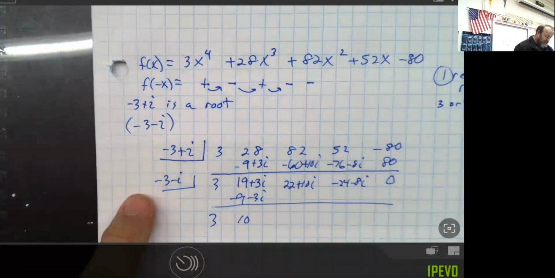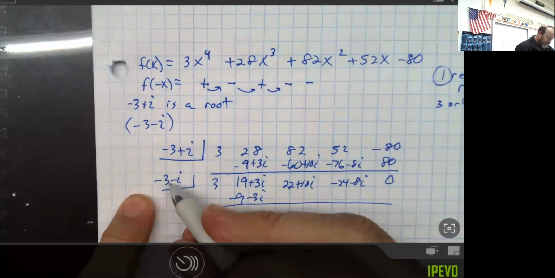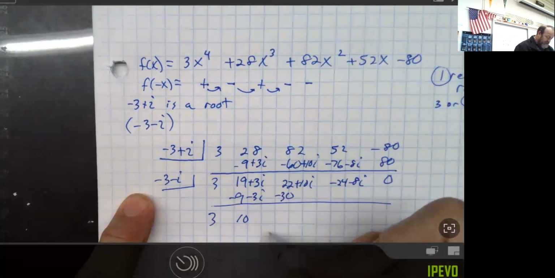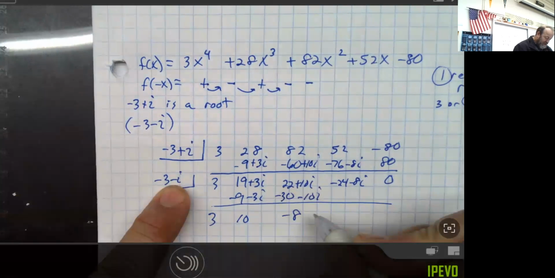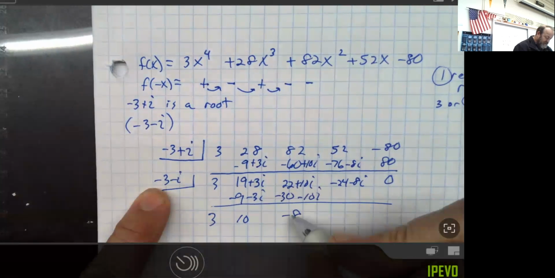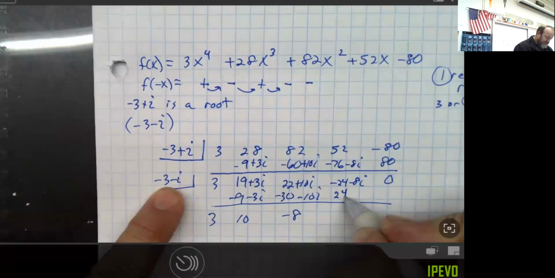So this would give me negative 3 times 10 is negative 30. Negative i times 10 is minus 10i. Then I add those down, I get negative 8. And then over here, negative 3 times negative 8 is 24. And that's plus 8i. And what do you know, it worked.